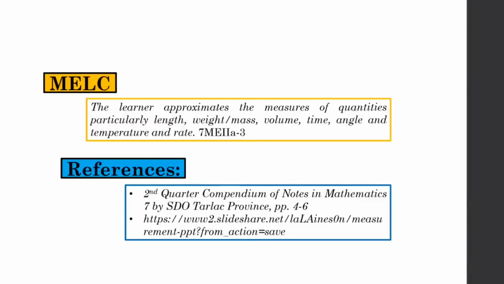Our most essential learning competency is for you, dear learners, to be able to approximate the measures of quantities, particularly length, weight or mass, volume, time, angle, and temperature, as well as rate. And for the references, it is listed down, but the primary source that I've used is the second quarter compendium of notes in Mathematics 7 by the Schools Division of Tarlac Province.